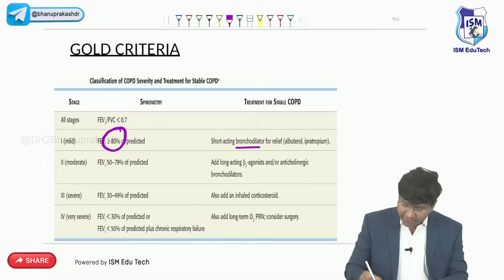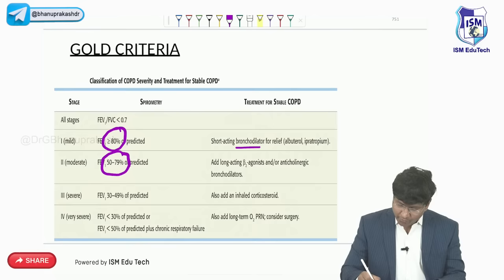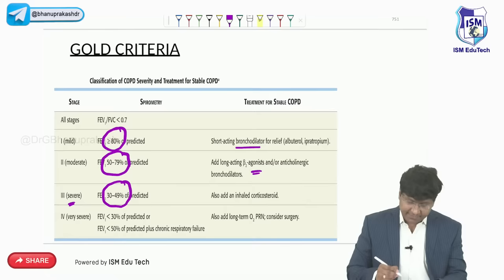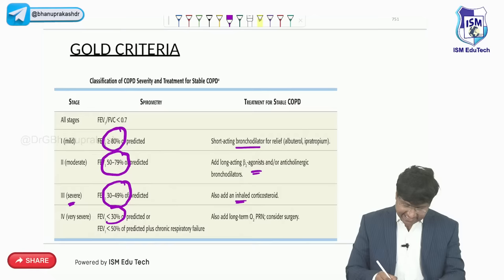When do we call moderate? When it is 50 to 79%. What do we add here? Long acting beta agonist or anticholinergic drugs can be added. Whereas in severe COPD, where the FEV1 is 30 to 49%, we also add inhaled steroids. When FEV1 is less than 30%, we also give oxygen. So that is about your COPD.